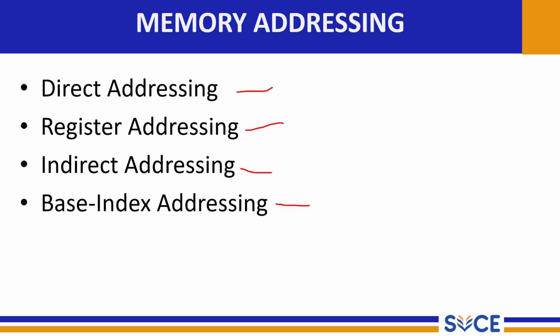First of all, direct addressing: the instruction directly specifies the memory address of the operand. In register addressing, the operand is located in a register. The third one, indirect addressing: the instruction specifies a register that contains the memory address of the operand. And the fourth one, base index addressing: the address is calculated by adding a base register, an index register, and a displacement.